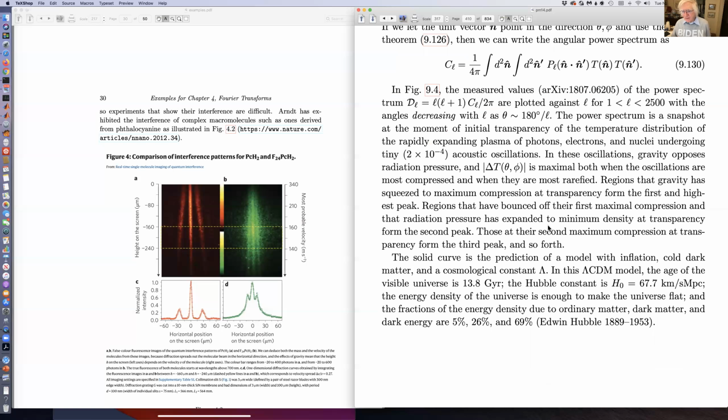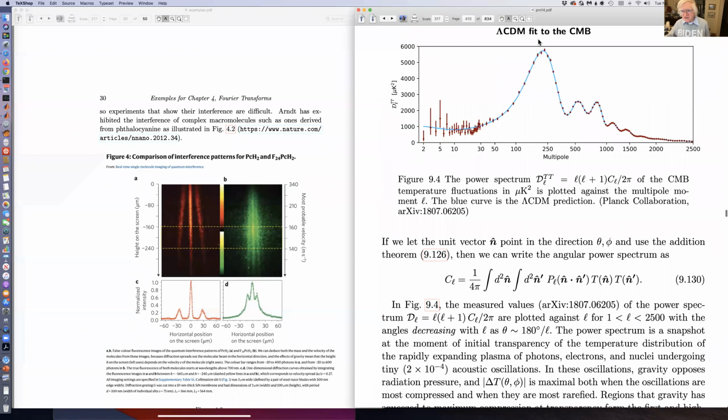And the regions that are squeezed to maximum compression at transparency form the first and highest peak. So this is the largest region that has been compressed by gravity. And this is also a compression region. That's a compression region. These are rarefaction regions, and so forth down the line.